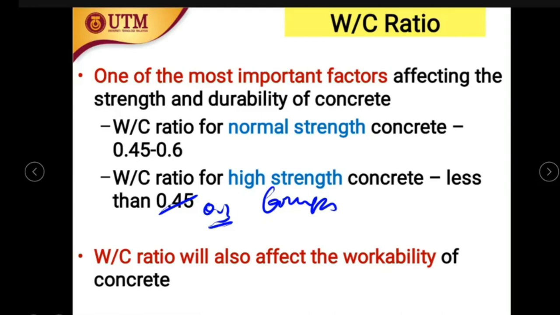So in that case, if we still want our concrete to be workable, we have to add some superplasticizer, which is when we want to produce 60 megapascal. But the water cement ratio, aside from affecting the strength and durability of the concrete, will also affect the workability of the concrete. Like I said, when it is too dry, you can say that your concrete mix is no longer workable. You have to add superplasticizer.